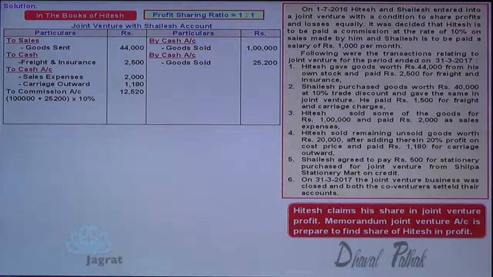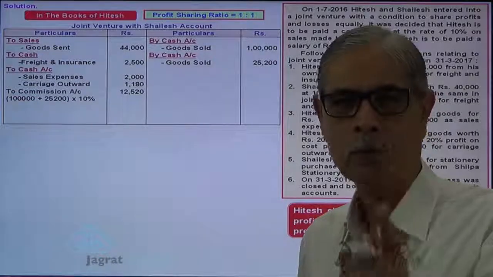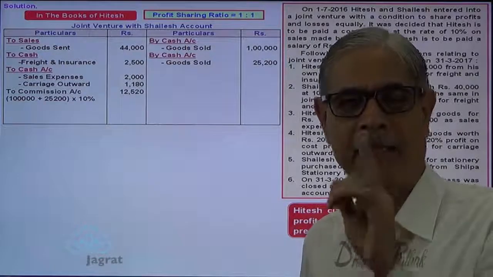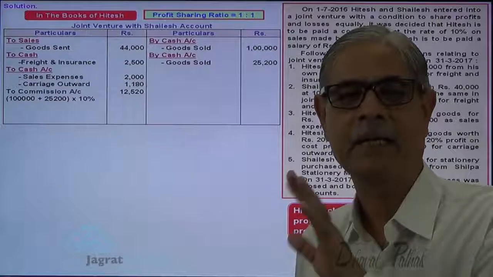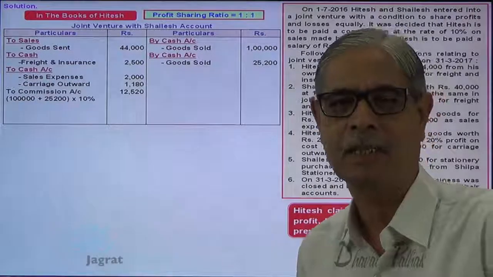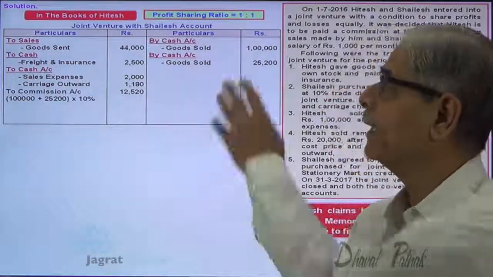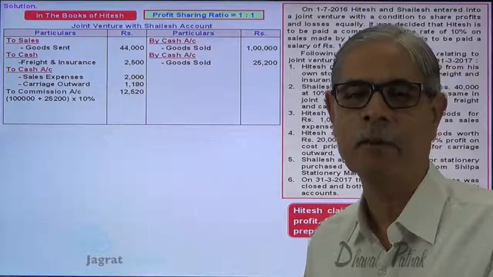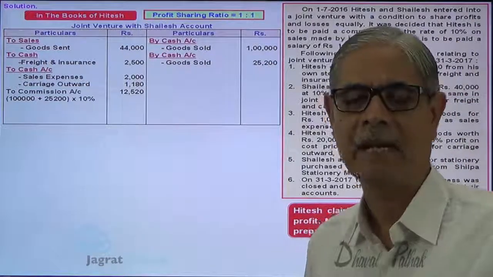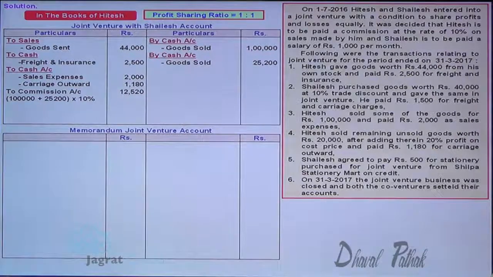For that purpose, we are required to prepare one statement to find out the profit on the basis of the matching concept. The name of that statement is Memorandum Joint Venture account. It is prepared on the basis of the matching concept, wherein all the expenses and purchases made by Hitesh and Shailesh and all the revenues of the joint venture will be considered at one place in this statement. So here I prepare the Memorandum Joint Venture account.